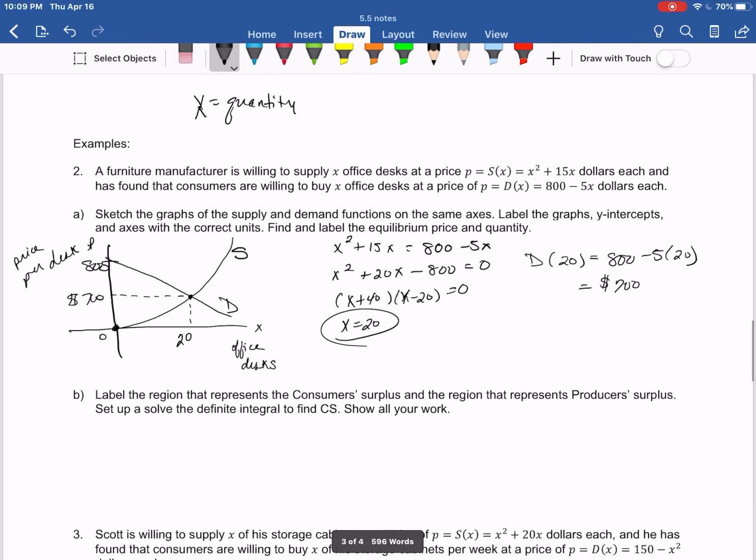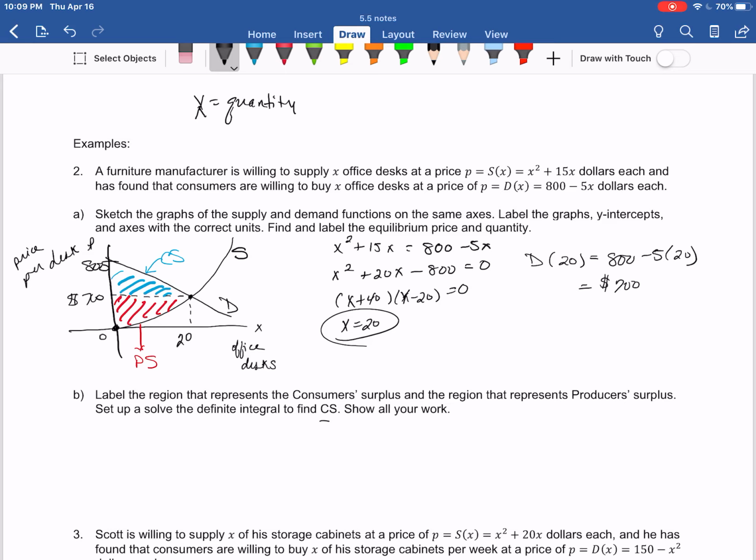Next, part B, label the region that represents consumer surplus and then the region that represents producer surplus. And I believe I was using blue for consumers. So that's this piece here. And so I'm going to label that consumer surplus. And I was using red for producers, right? So that goes down here. And so that red region is producer surplus. And it tells you in part B to find the consumer surplus. So I want to calculate that blue area.